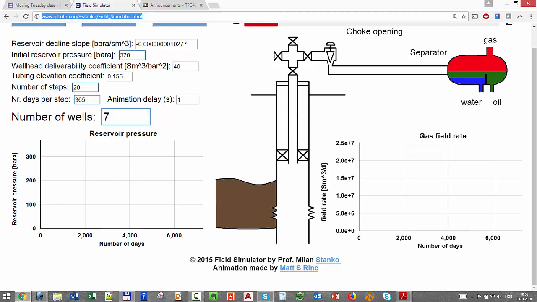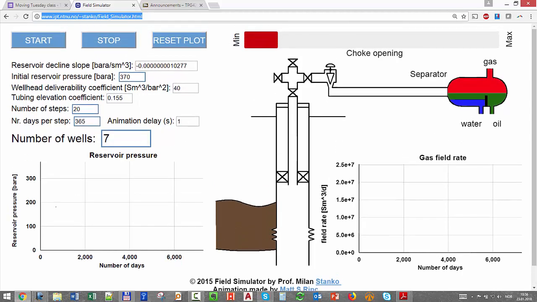And this is the days that you have, the number of steps and the days that you have. So here we're simulating 20 years, and that's just to show how quick it's going to decline, and 7 wells. Okay, so let's make an example. Let's say first I want to operate the field here.